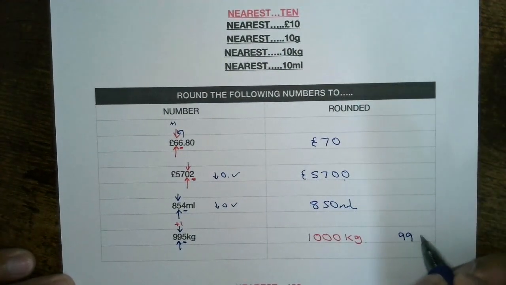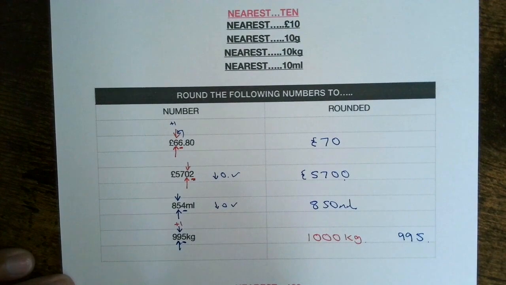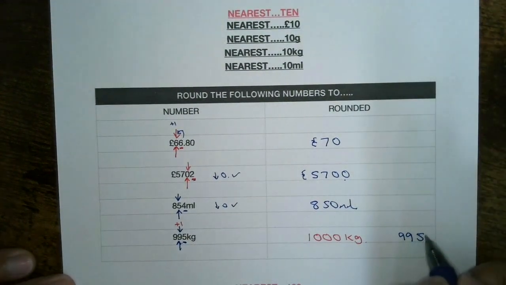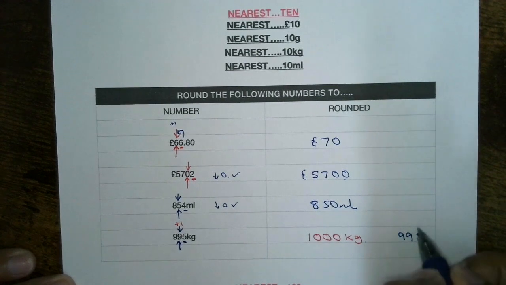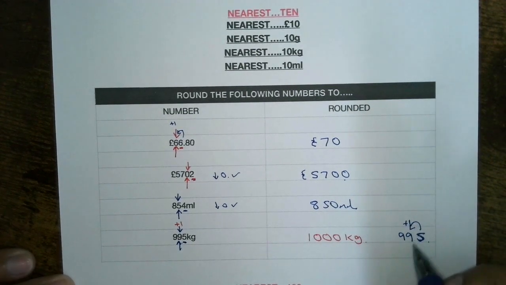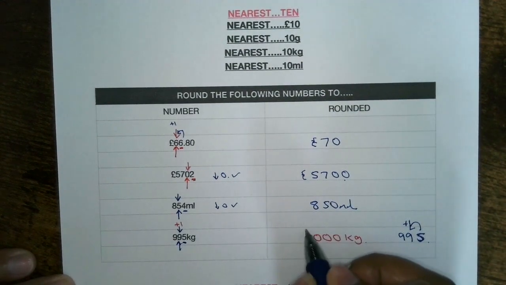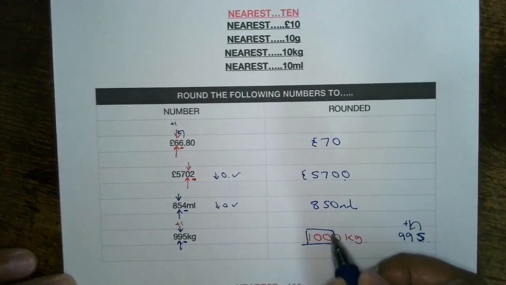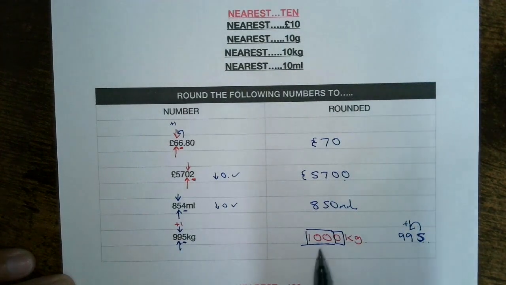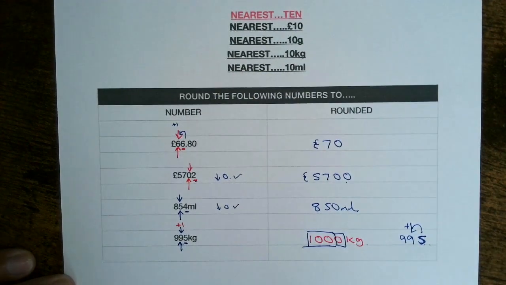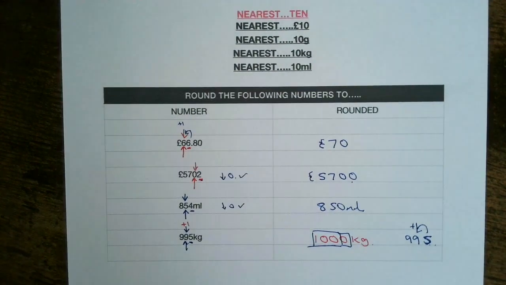Because you've got 995, and you're rounding it up, so it's equal to 5 or bigger, so you're going to round it up. You're going to add 1 there. So 99 add 1 will become 100, which is what that is there. And my 5 has become the 10. So it's 1000 kilograms. Now what we'll do briefly is we'll just dive straight on to rounding to the nearest 100.